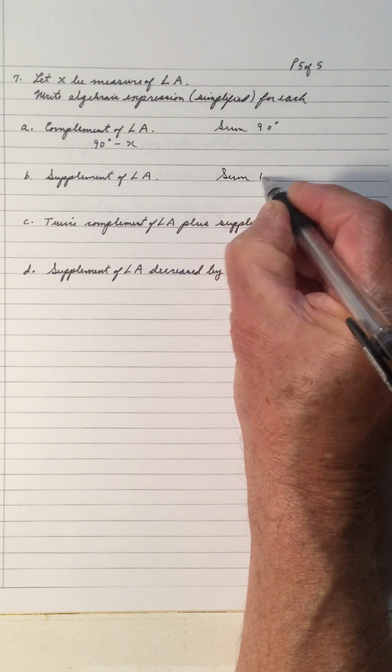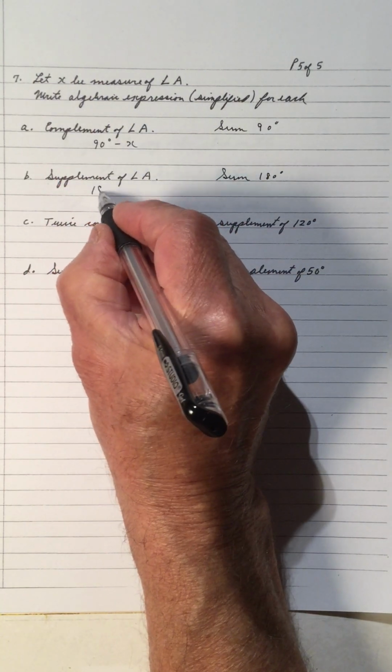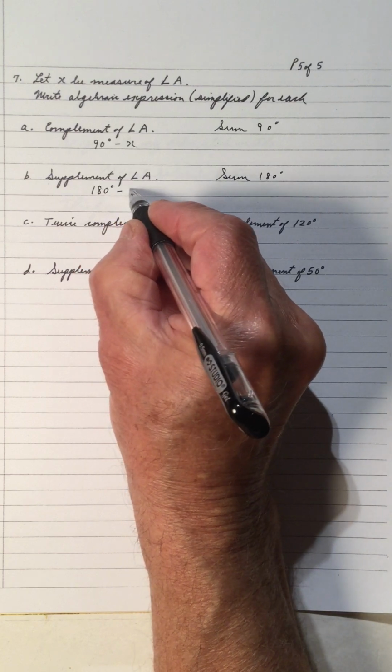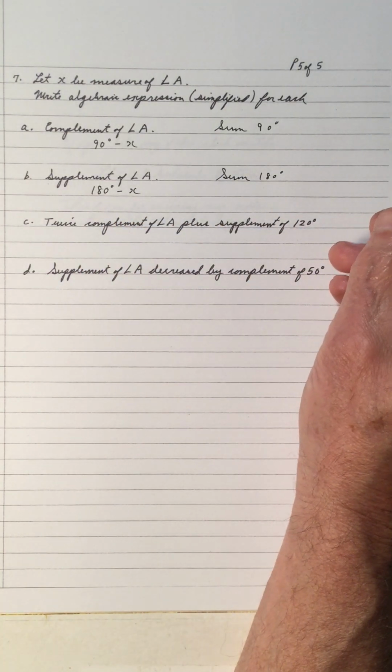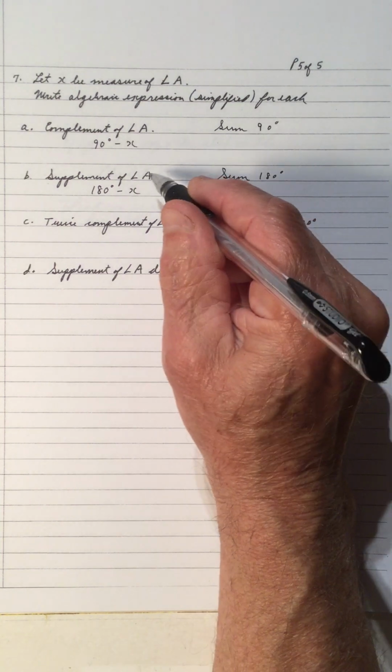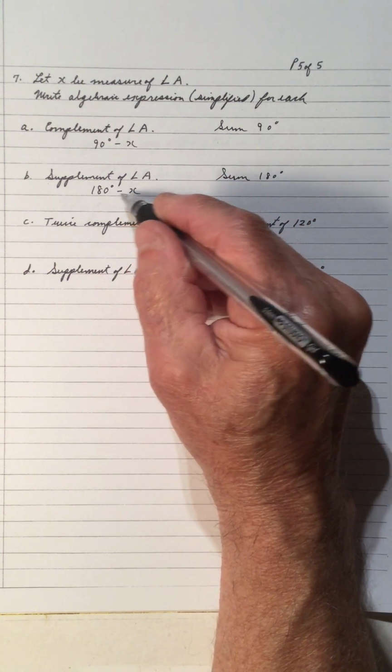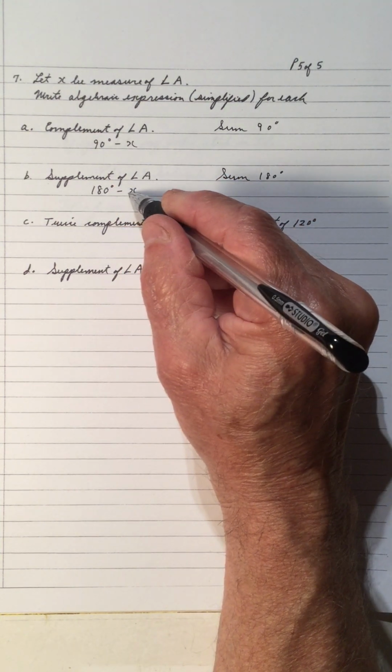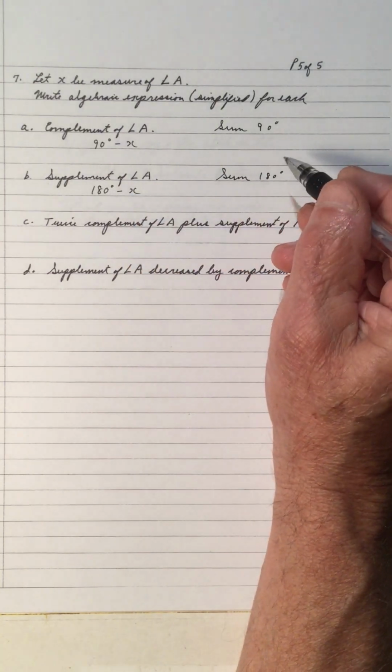Supplementary angles have a sum of 180. So if one angle is x, the other one is 180 degrees minus x. So if you got an angle of 70, then the supplement is 110. 180 minus 70 is 110.